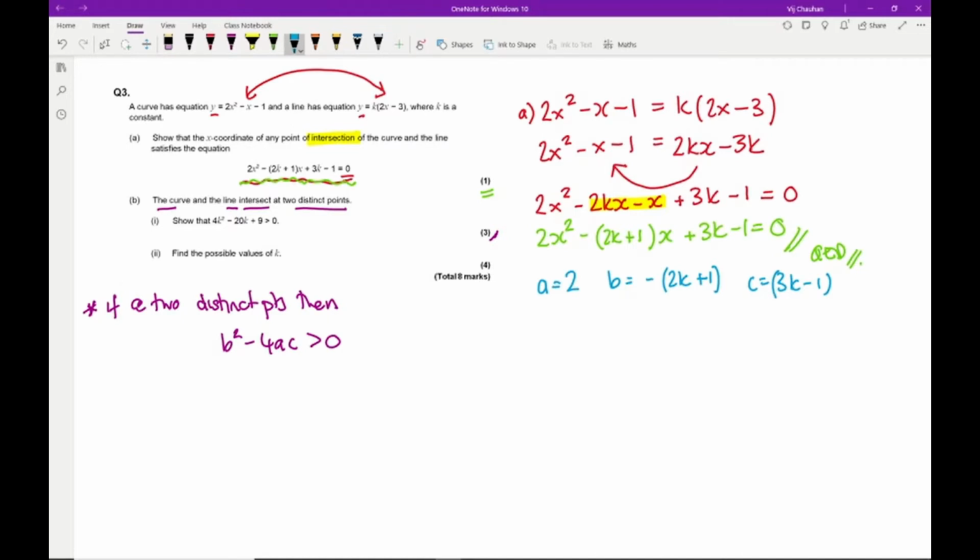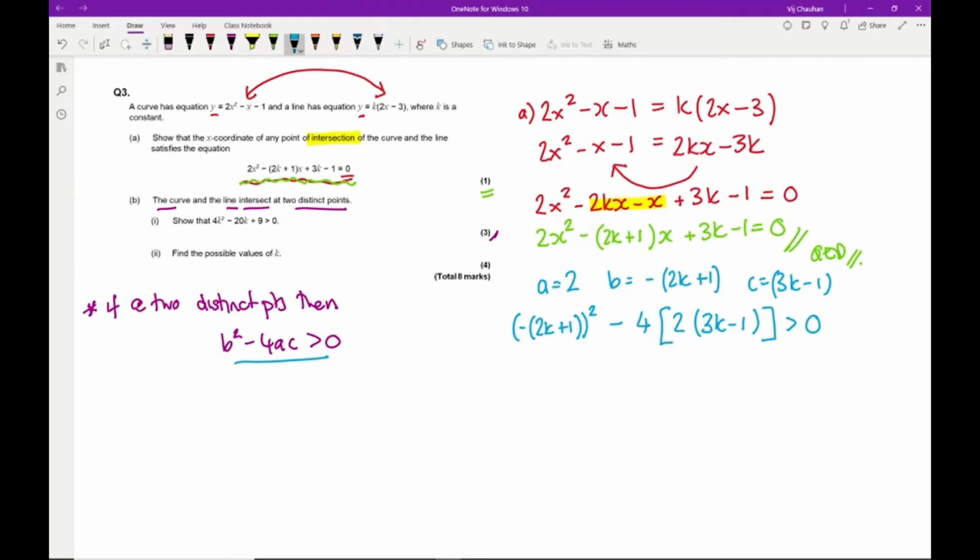So from this, what we then want to do is incorporate this. So I've got (-2k + 1) squared minus 4 lots of 2(3k - 1), and that's greater than 0. Now the key thing to remember is don't forget to still write the inequality, because examiners are coming a little bit hard on losing marks on presentation. So again, you want to make sure that you're including as much working out as possible.